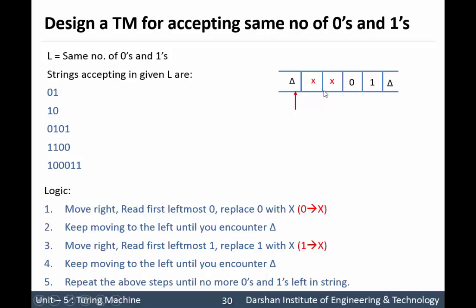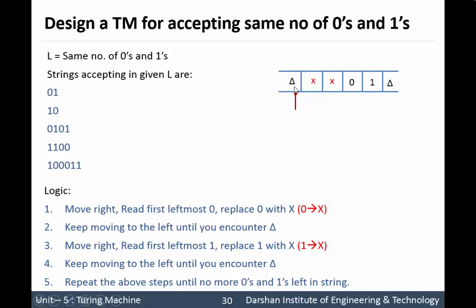So the logic is very simple. You have to scan your string from left to right. Find the first leftmost 0. Convert that 0 into X. Again start moving to the left direction and reach the leftmost end of the string. Again you have to start searching for the first leftmost 1. Whenever you encounter the first leftmost 1, you have to convert the leftmost 1 into X. So repeat the same cycle for another 0 and 1.